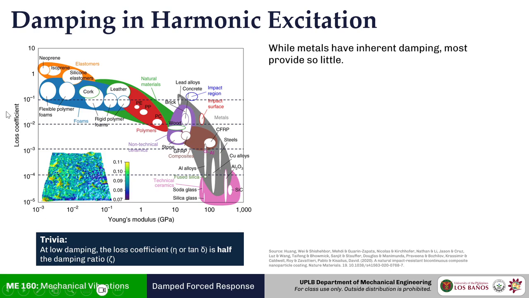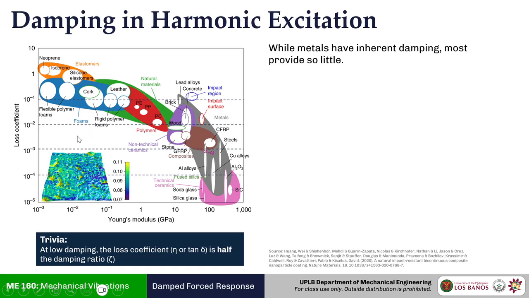versus this loss coefficient. Yung loss coefficient, it's for very low damping ratios. Half of the damping ratio lang siya. So, you can think of the loss coefficient as parang same magnitude lang ng damping ratio. Makita natin dito na ang ating mga materials ay along a certain slope. On one end, we have our metals na nasa gray zone. And we have all sorts of other materials.